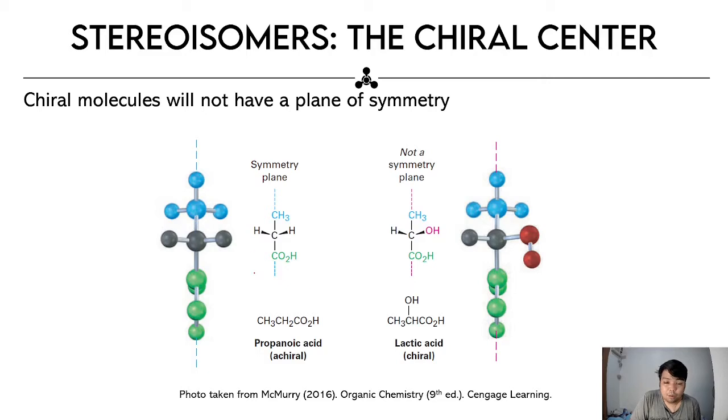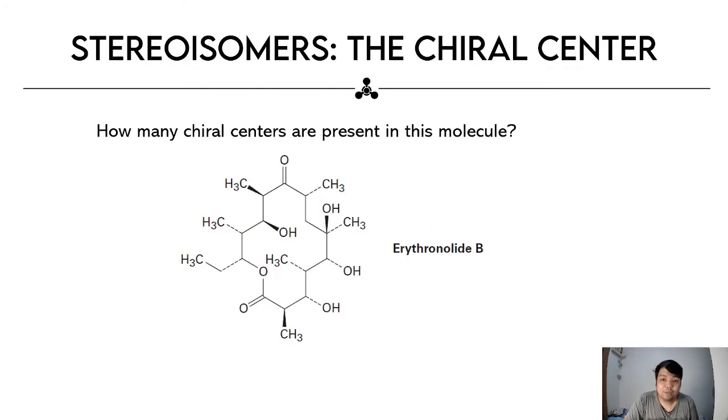So this molecule, lactic acid, will be chiral. So let's have an example here wherein we check our chiral centers. We have this molecule here, then we check how many chiral centers are present in this molecule. So again, we just remember the criteria for a chiral center: it should be a tetrahedral carbon with 4 different substituents.